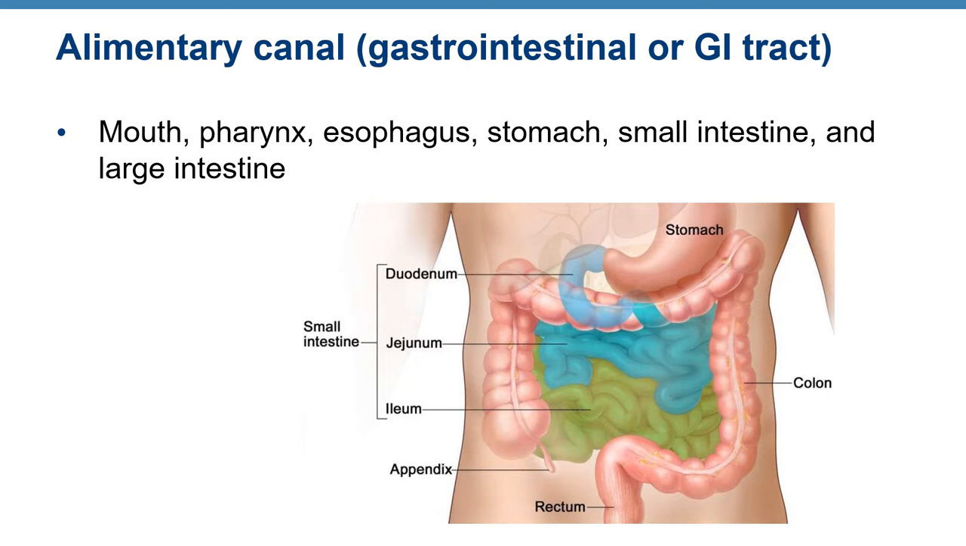Okay, as we mentioned before, the digestive system has two types of organs: the alimentary canal, or gastrointestinal tract, or GI tract, and accessory organs. The alimentary canal has several parts, starting with the mouth, oral cavity, pharynx, esophagus, stomach, small intestine, and large intestine. On this diagram, we don't see the oral cavity, pharynx, or esophagus, but here's the stomach, and these different colors over here, blue, then greenish, and then green, that's our small intestine, and then the large intestine. The small intestine includes three parts: the duodenum, the first part, the jejunum, the middle part, and the ileum, the last part of the small intestine.